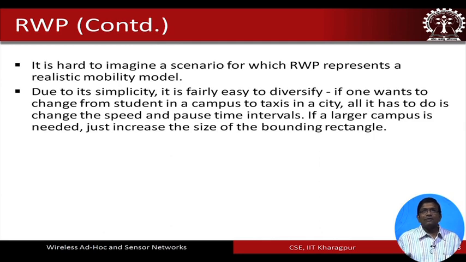But due to the simplicity of this model, it is easier to implement, and it is easier to diversify this model. Diversification in this particular case means that, let us say you have a scenario of students moving in the campus, and you apply the RWP model, get the performance results of how the protocol that you have designed performs using this mobility model, and then you shift it and apply the same thing for the same protocol in an environment like a city where the taxis are moving, for instance.